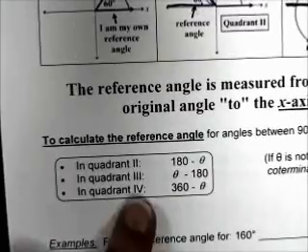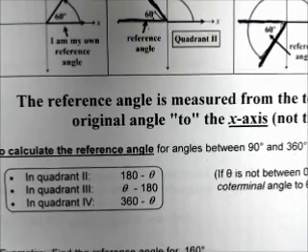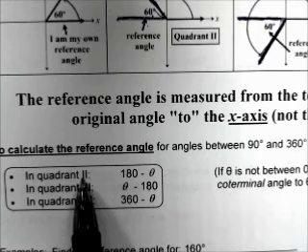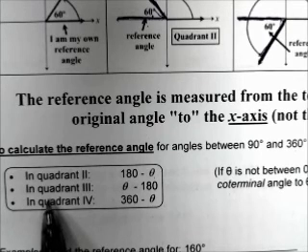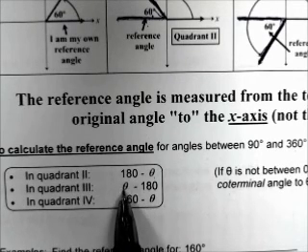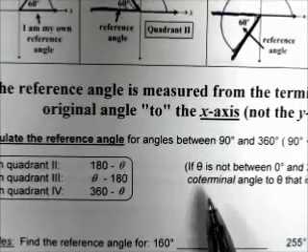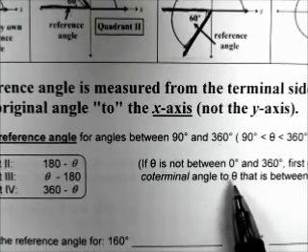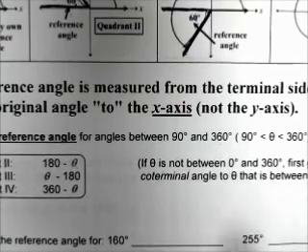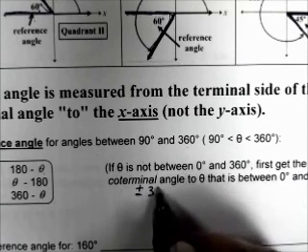Okay, so to calculate the reference angle for angles greater than 90 but less than 360, if your original angle is in quadrant 2, the reference angle is going to be 180 minus your original angle. If your original angle is in quadrant 3, it's going to be your original angle minus 180. Or if you're in quadrant 4, it's 360 minus your original angle. All right. If theta is not between 0 and 360, then you first find a coterminal angle between 0 and 360. And remember, how do you find coterminal angles? You add or subtract 360 degrees.